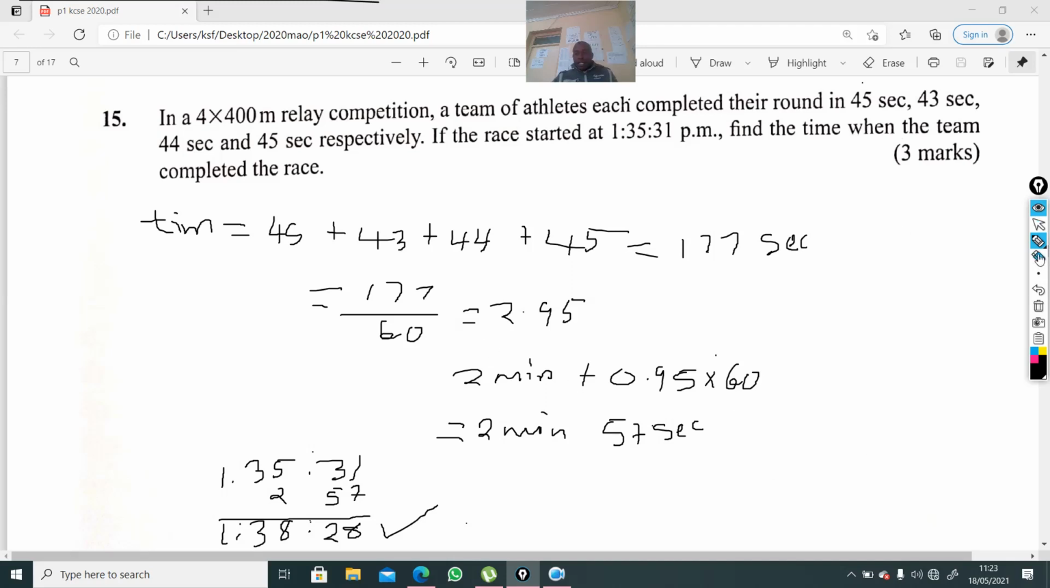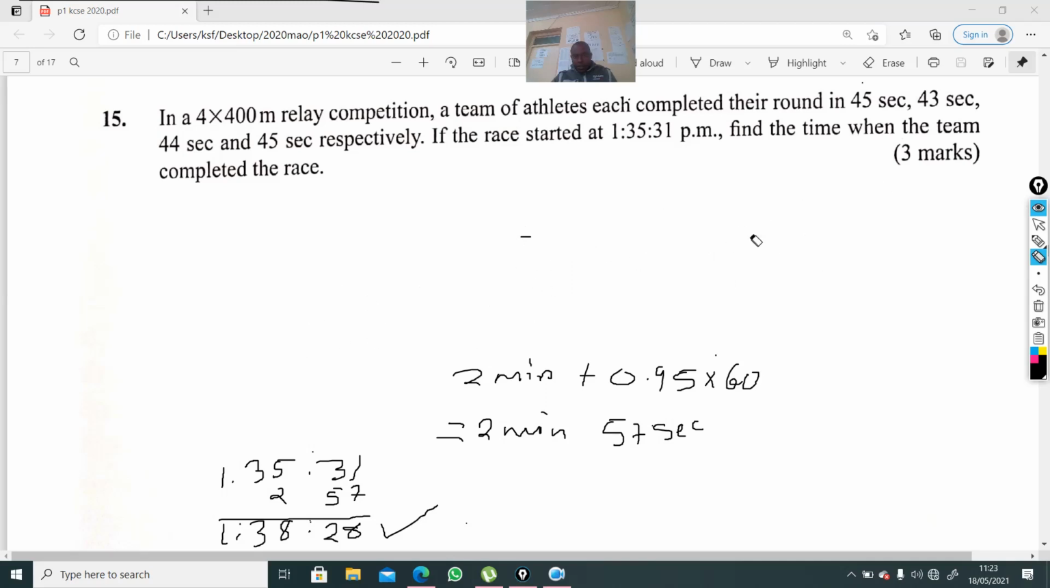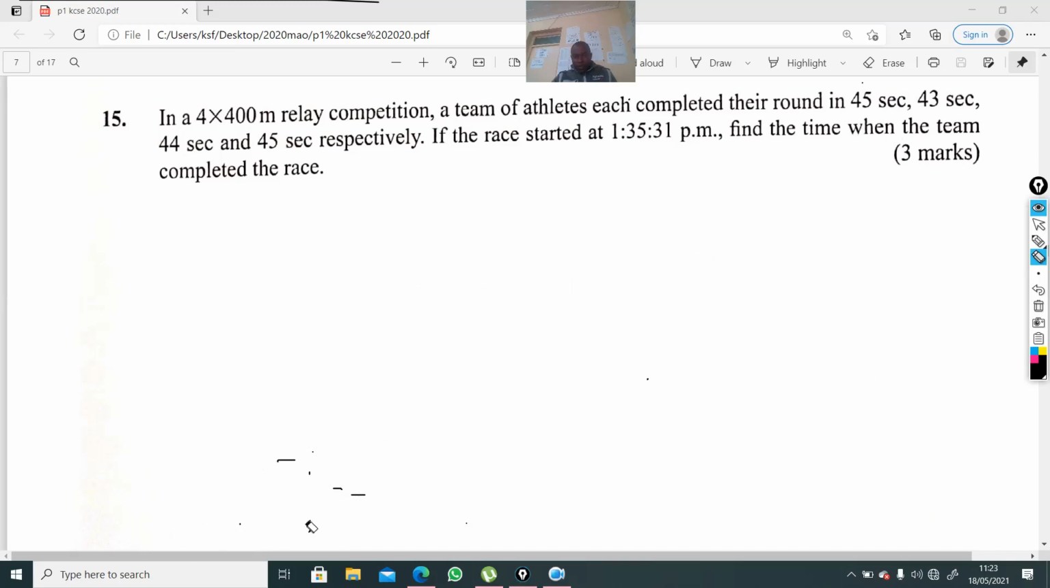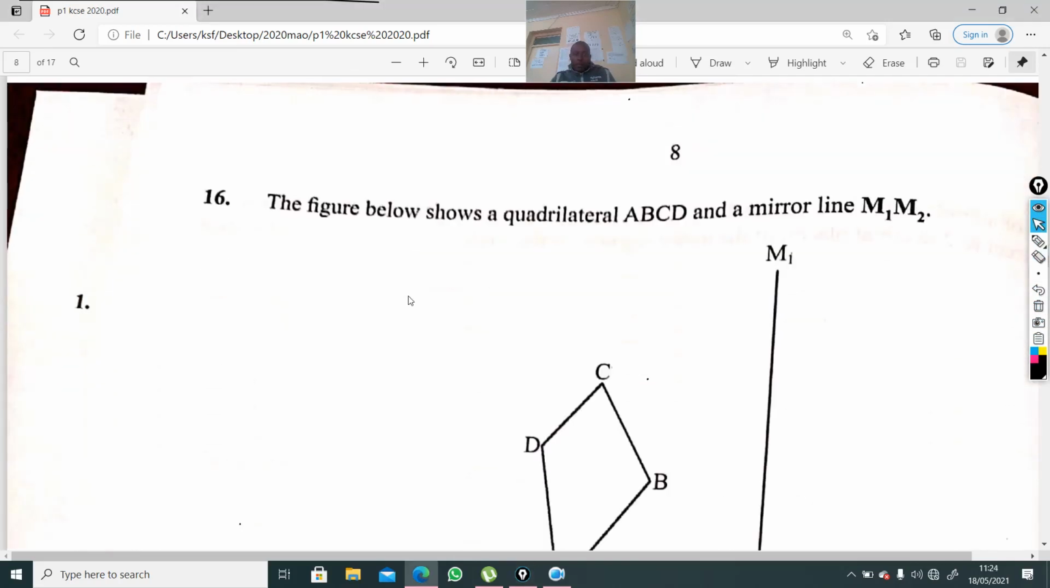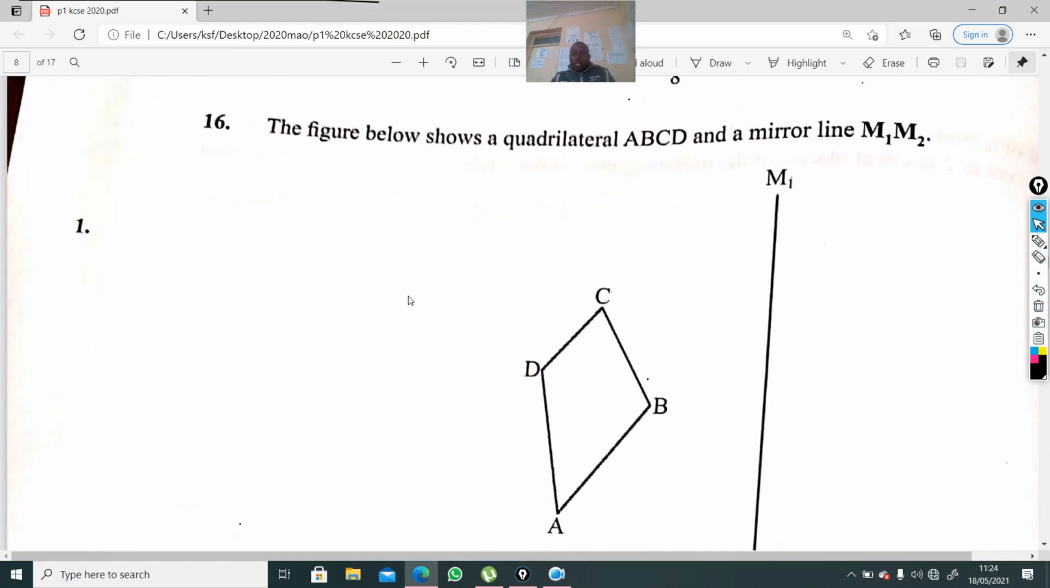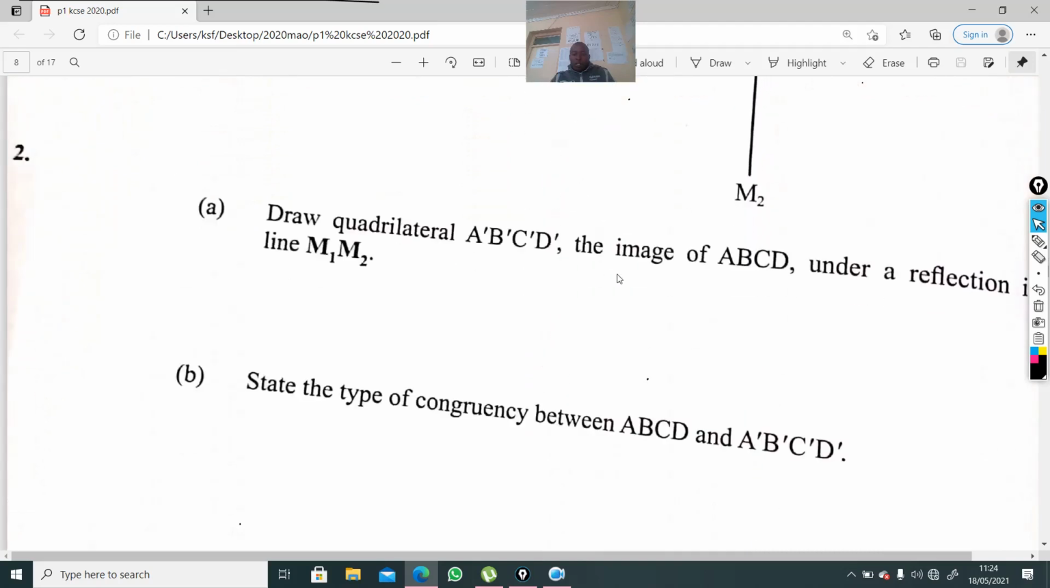And then the last question of section A. We shall look at the last question of section A. Now, when you look at the figure below, it shows quadrilateral ABCD, a mirror line M1, M2. Now you're asked to draw quadrilateral A'B'C'D', the image of ABCD, a reflection of this.